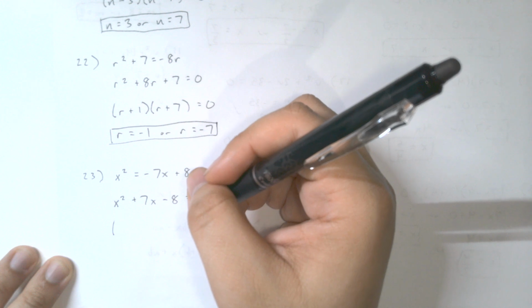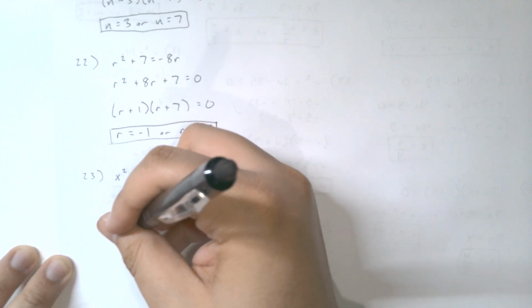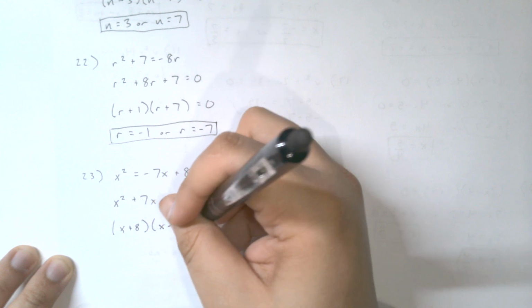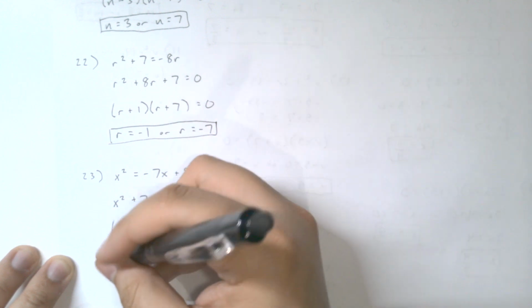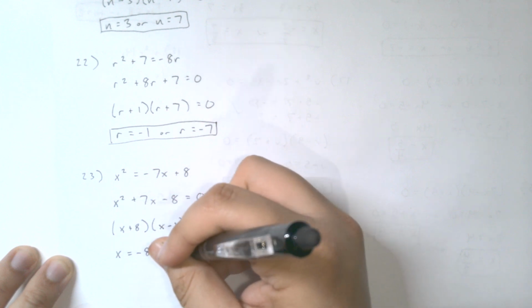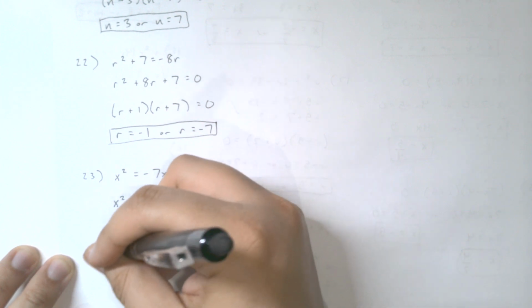These two numbers are going to be positive 8 and negative 1. So we have x is equal to negative 8 or x is equal to 1.